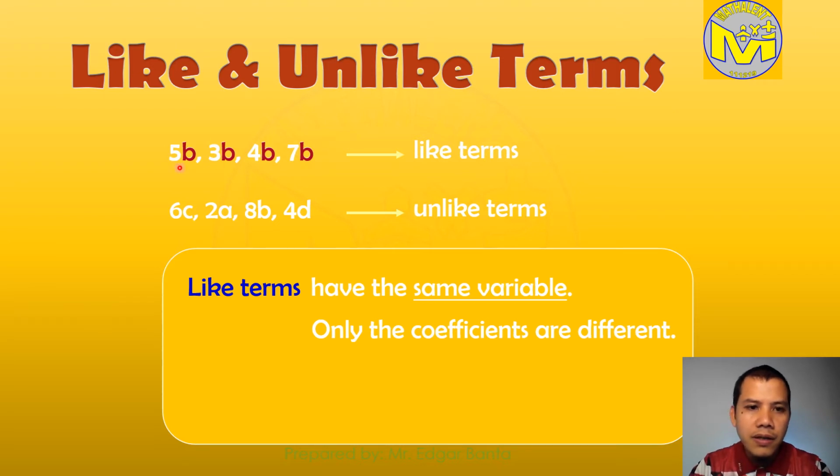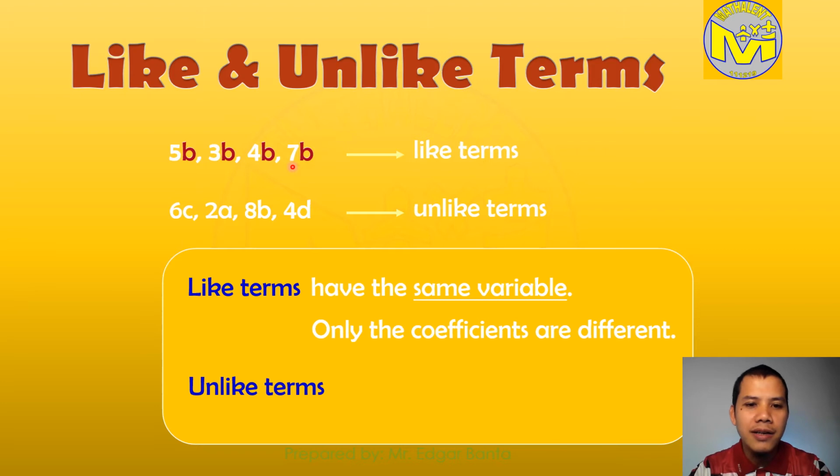Even if the coefficients are the same, as long as the variables are the same, they are called like terms. Even if these are all 5s, all 1s, all 3s, all 4s, they are called like terms as long as they are all b's with b's. So they are called like terms. Only the coefficients are different. Got it?